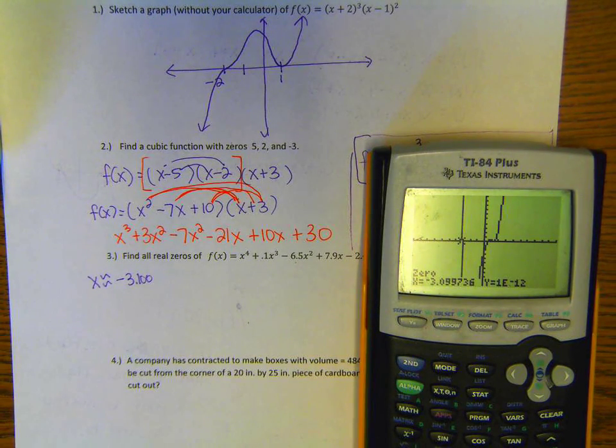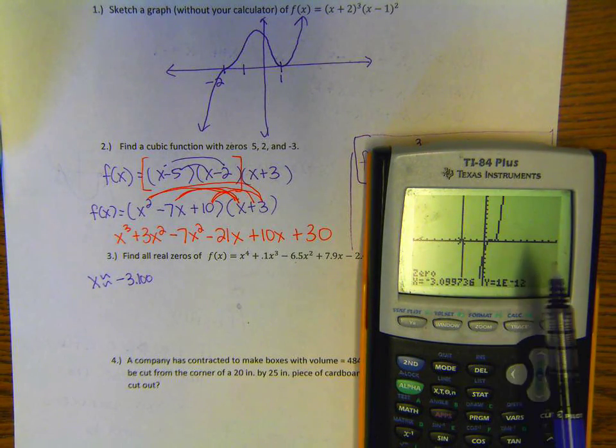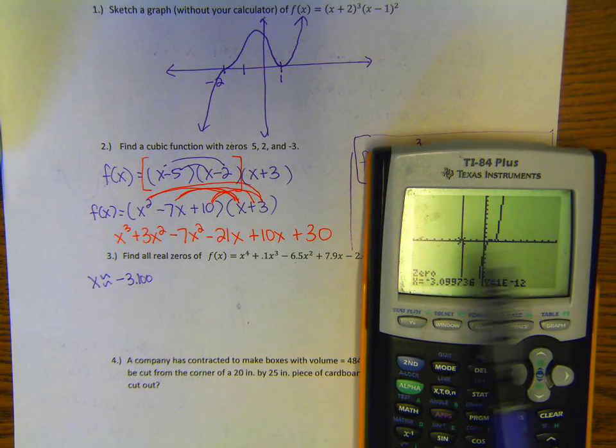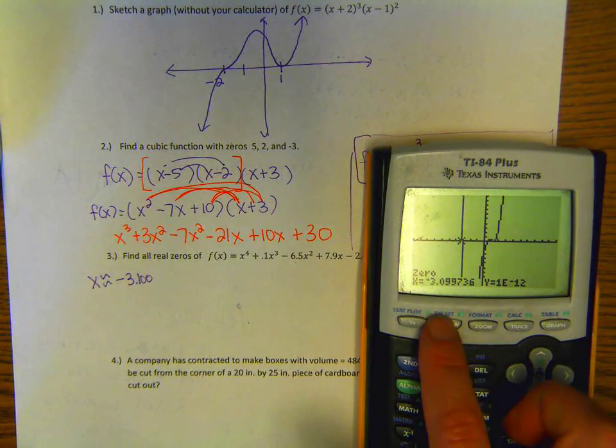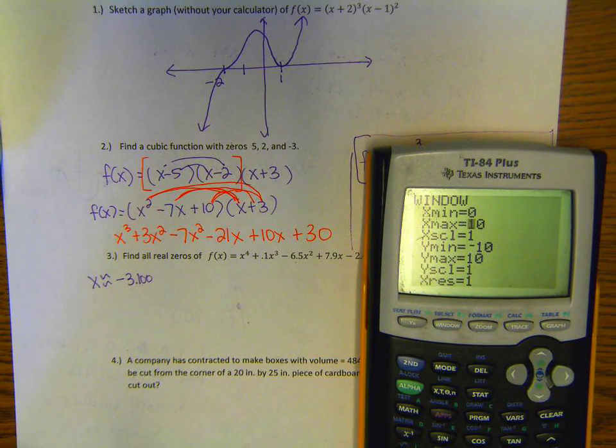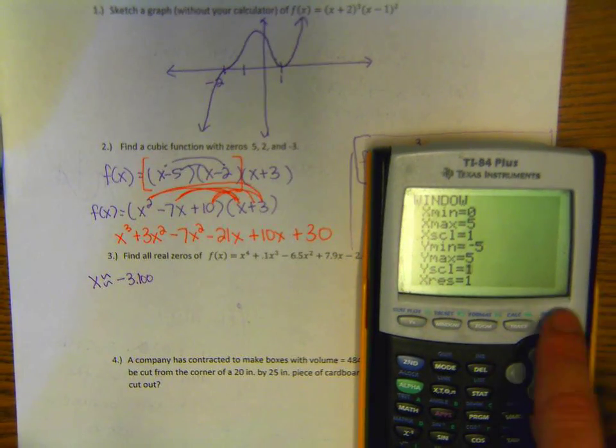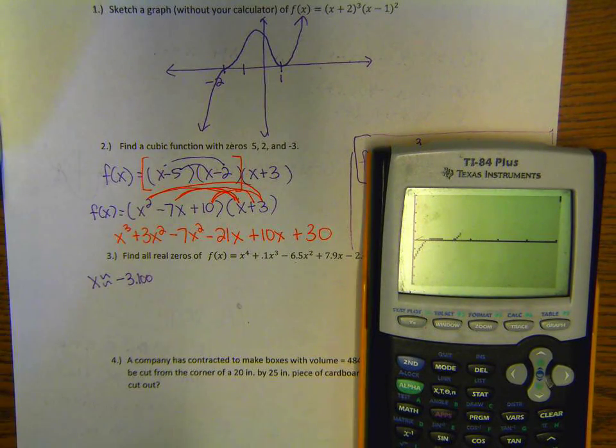Now here's what I'm going to do. Over here, I am going to adjust my window. If you want, you can do like the zoom in function. I am going to do like 0 to, I'm not sure about that. And then I'm going to do only negative 5 to 5, and I'm going to, if I can see it a little better. Still not great.